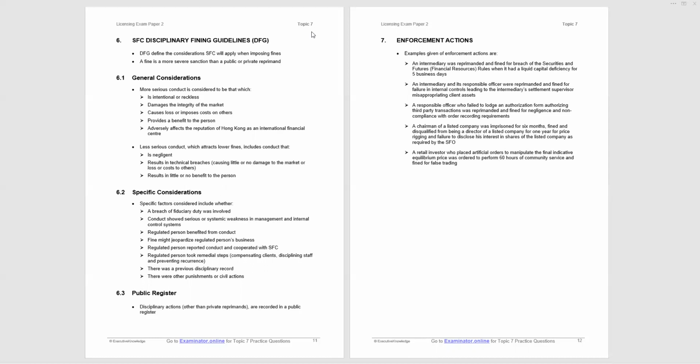Paper 2, remember, has got 40 questions. You need to get 28 or more correct to pass. Read the material, listen to these lectures, do the question practice, and you should be in pretty good shape.